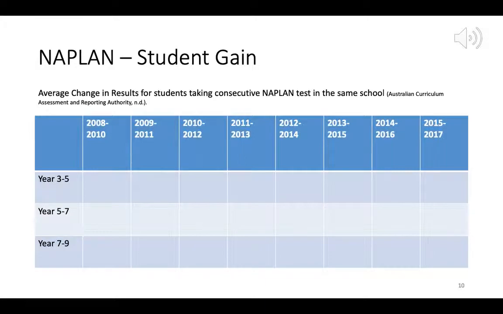For a look at the school level results, NAPLAN, via the My Schools website, presents data for individual student improvement. This data is available when an individual student completes NAPLAN assessments at the same school in 2 successive cycles, such as Year 3 and 5 or Year 7 and 9. Out of potentially 33 results here, only 4 have data available.